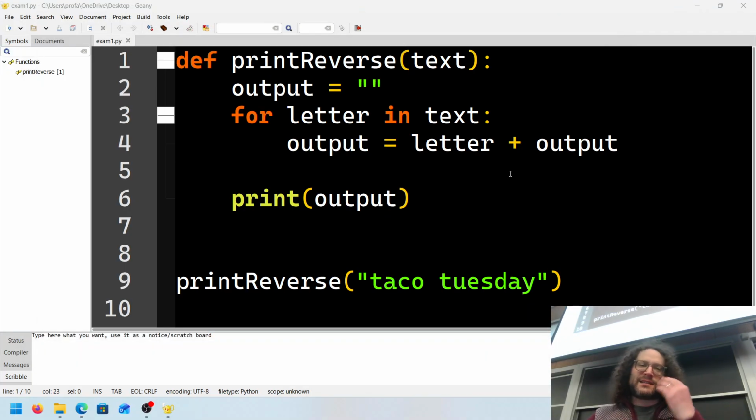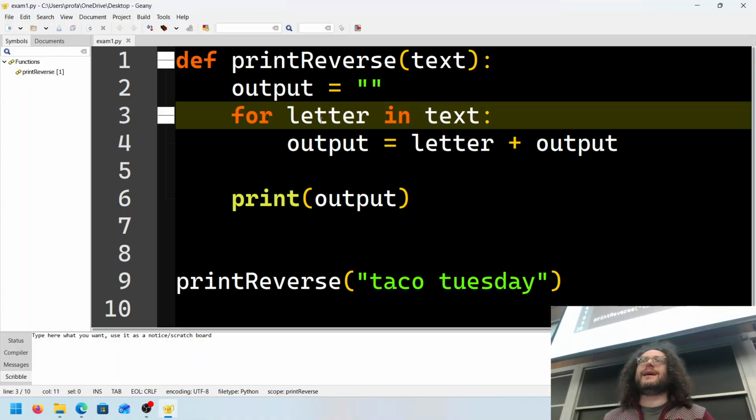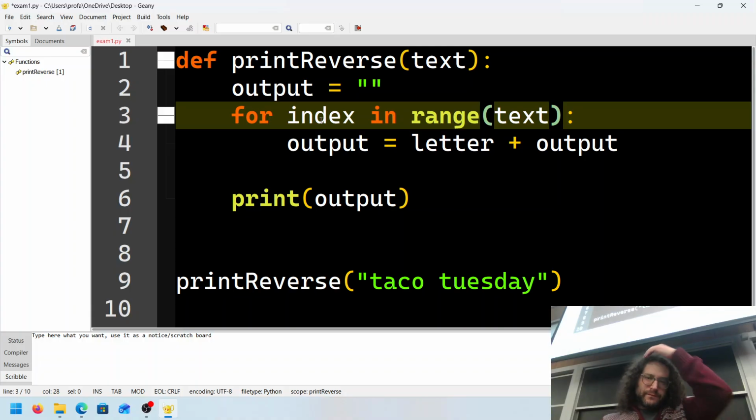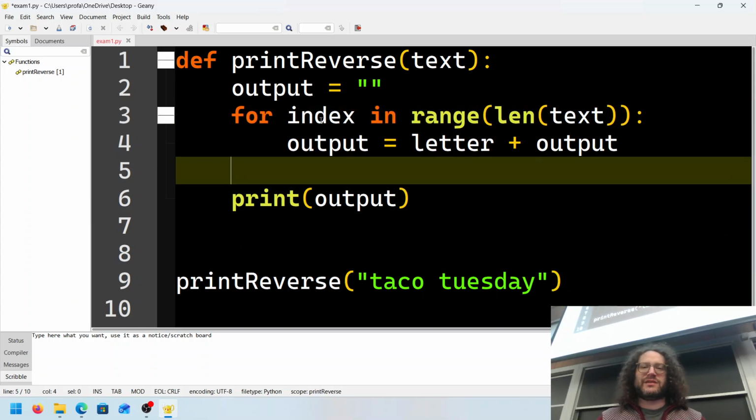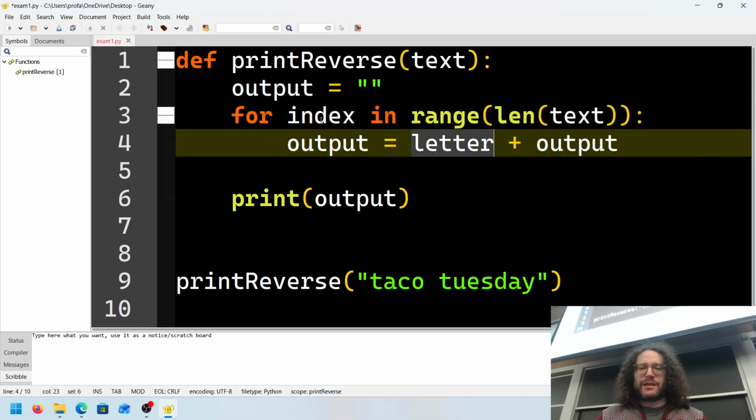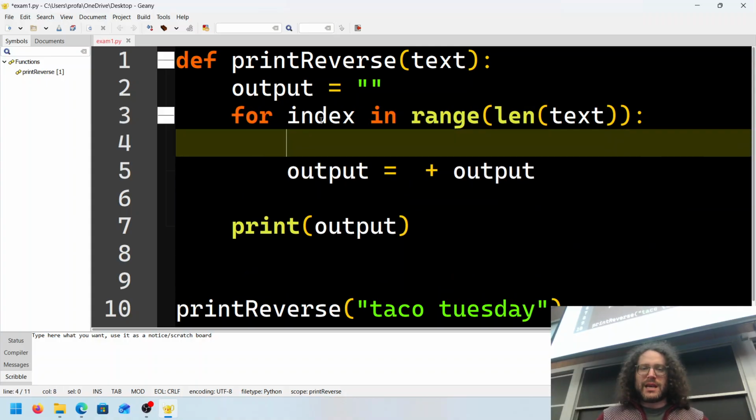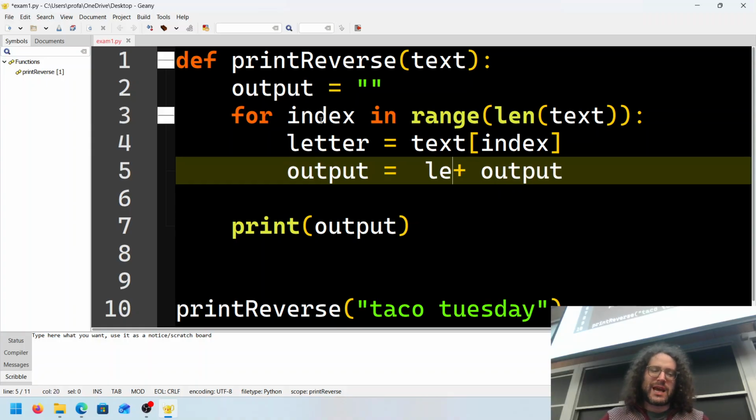Okay. So, next. What other ways are there to do this? Too many. Okay. We can also do for index in range, length text. And this would give us the indexes 0 up to, but not including the last possible index, which is length of text. Then we could just simply get what the letter is by saying letter is equal to text index. Now, and then we get into the same issue we did have. We got to put the letter there.